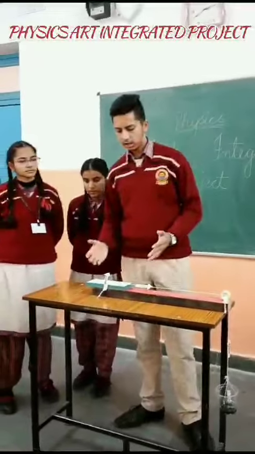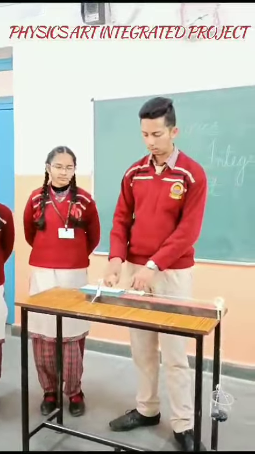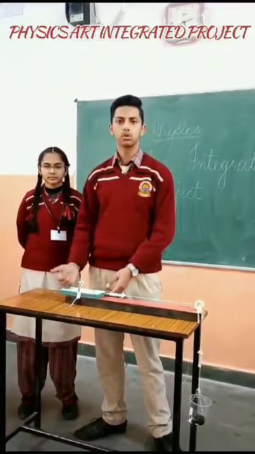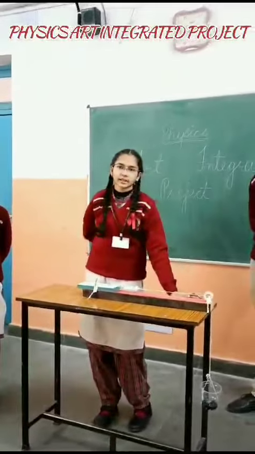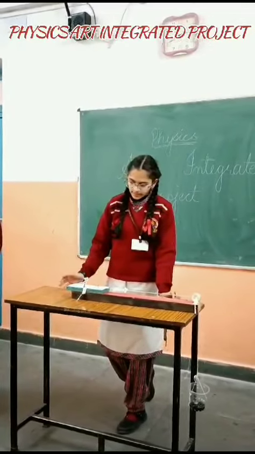Here we can see that the block is not moving because of the static friction that lies between the surface and the block. So from here we can conclude that static friction is the self-adjusting force of friction which counterbalances all the forces acting over it. Here we can see that the value of static friction has reached its maximum value. Now the maximum value of static friction is known as limiting friction.